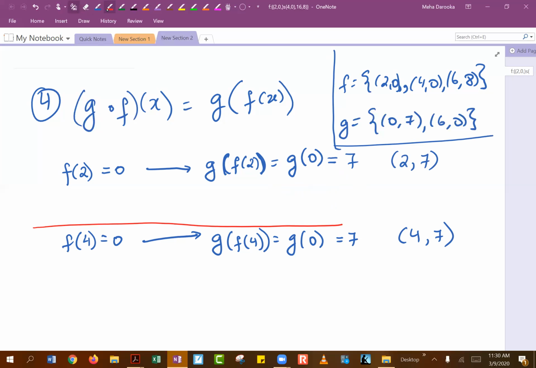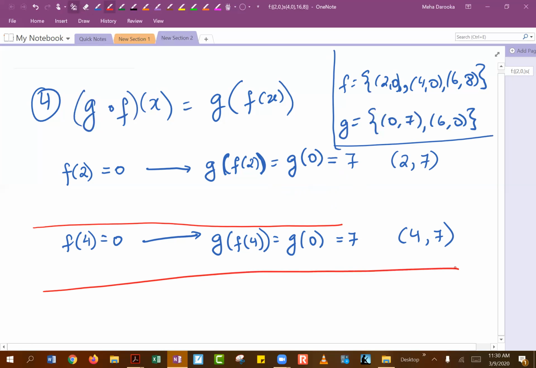We do it for all of the ordered pairs? Every single one for the f function, yes. So which takes us to which last point? 6. So what is f of 6? Going in order, all of them, every single one of them.